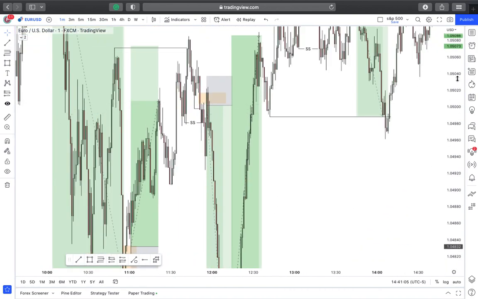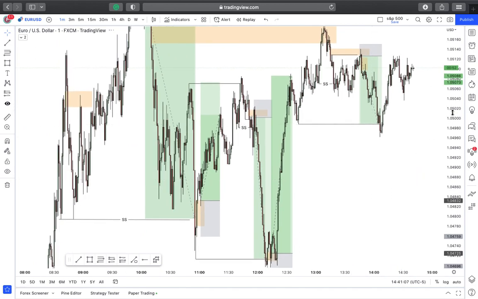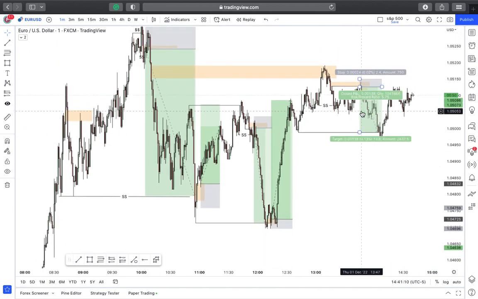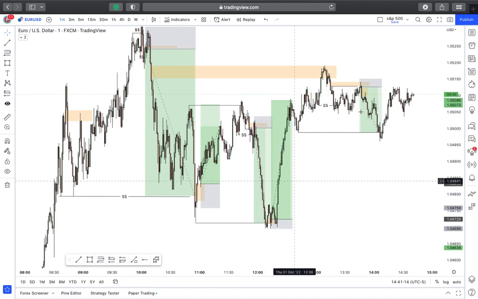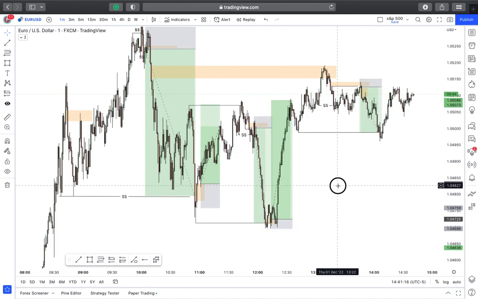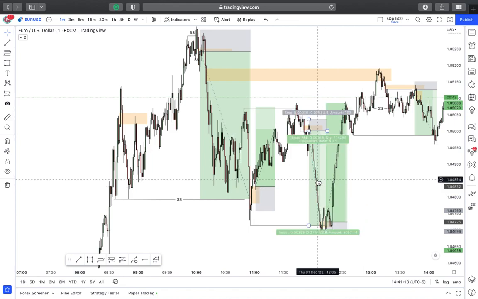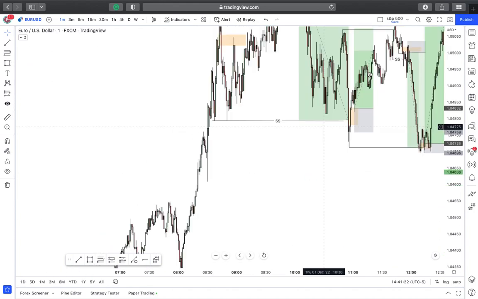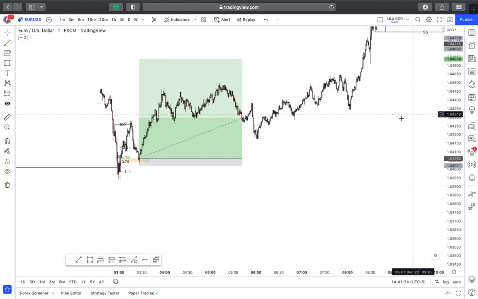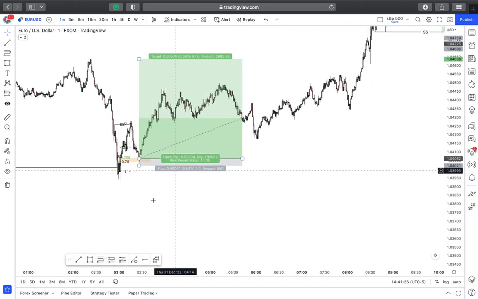Now calculate these. How many RR could we have got? 5.7, take it as a 5. Okay, we have a 5, we have 12, we have 8, we have 3, we have 6 or 7. Okay, we have 14R.